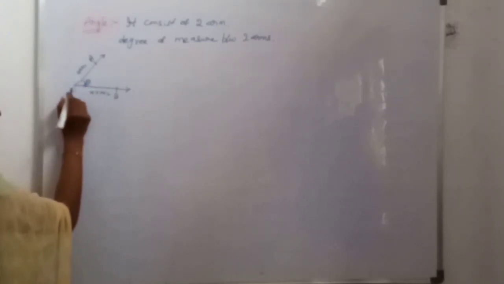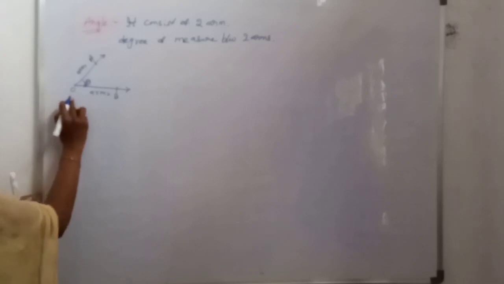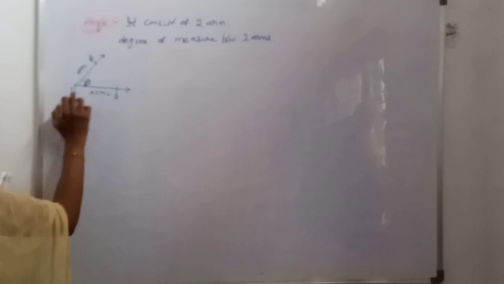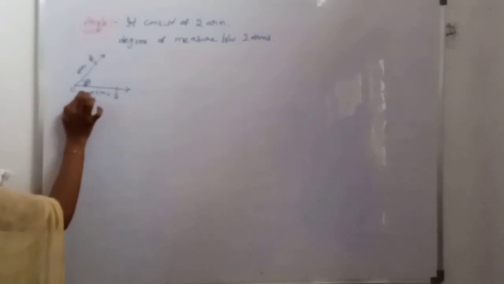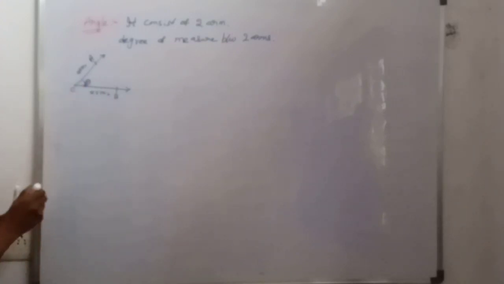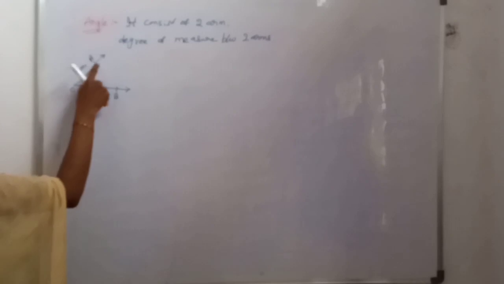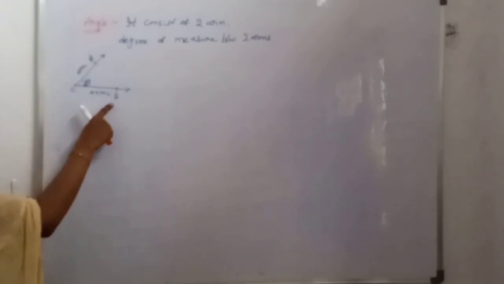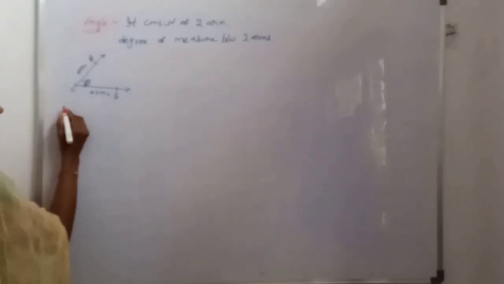Now let's see here. The common vertex is O. OA is one of the arms, OB is the other arm. Two arms with a common vertex O is called an angle, angle AOB. Now let's see the types of angles.